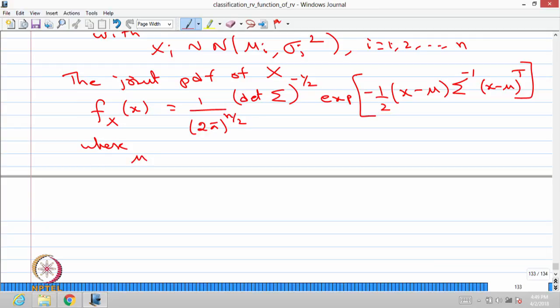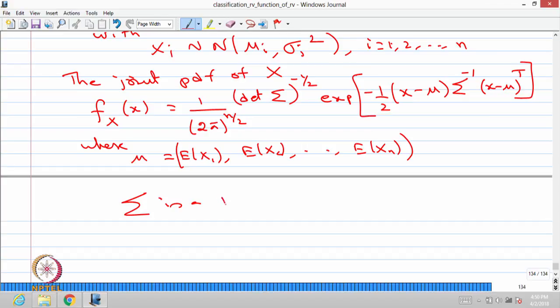where mu is a vector, that is the expectation of the vector. That means its elements are expectation of x1, expectation of x2 and so on, and the nth element is expectation of xn. Mu is the vector whose elements are the individual expectations. And sigma is a positive definite matrix.